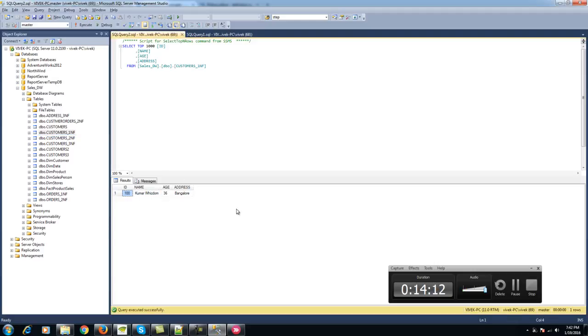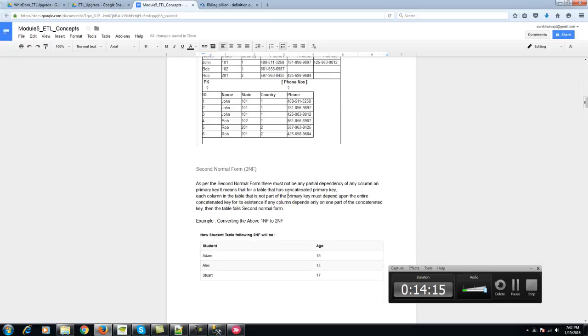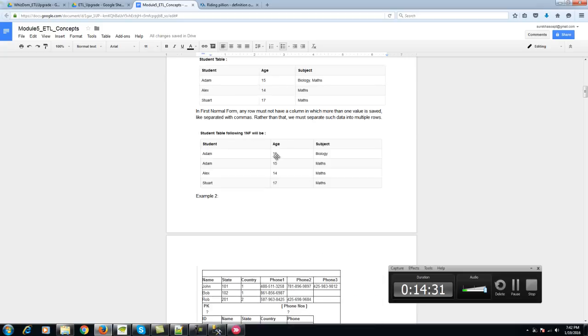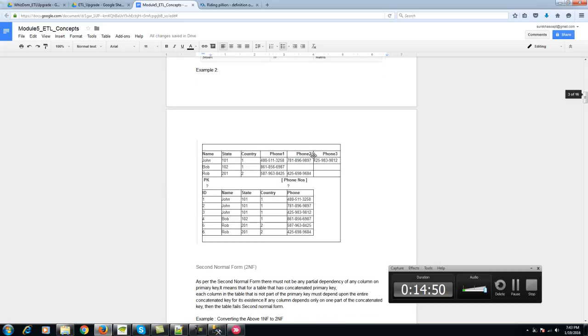Then what is the second normal form? The second normal form says that there should not be any partial dependency. When we are talking about partial dependency, if you take this example over here, student and age are dependent, but age and subject are not dependent, right? And student and subject are dependent, but age and subject are not dependent. So Adam has taken biology and Adam's age is 15, but 15 and biology are not dependent, right? So the age and subject dependency is not there.